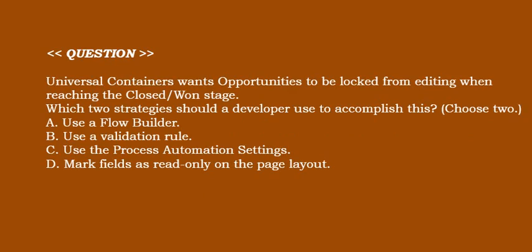Next question is, Universal Containers wants opportunities to be locked from editing when reaching the closed won stage. Which two strategies should a developer use to accomplish this? Choose two options. Option A. Use a flow builder. Option B. Use a validation rule. Option C. Use the process automation settings. Option D. Mark fields as read-only on the page layout. Correct answer is option B and option D.